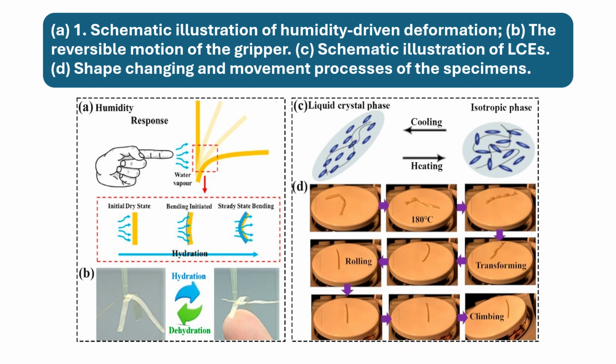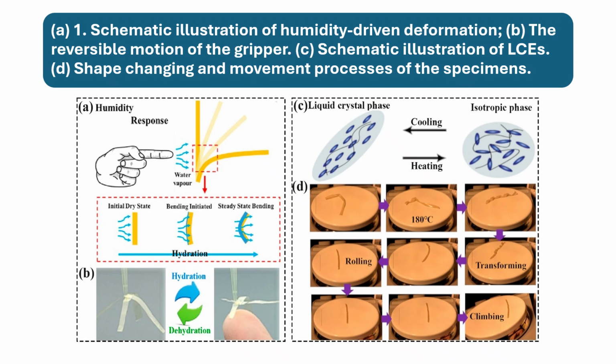In the B part you can see the polymer changes its shape when we hydrate it, and in case of dehydration it will also change its shape. Clear? Hydration means addition of water, dehydration means removal of water. So parts A and B are for the humidity response of the polymers, elastomers we can say.